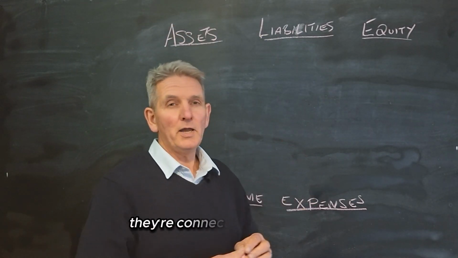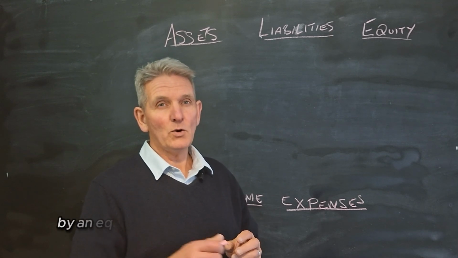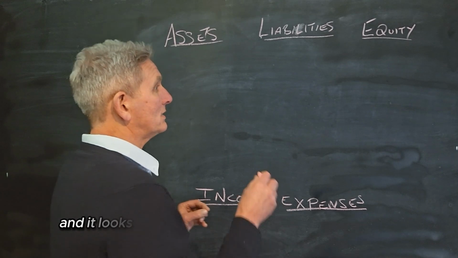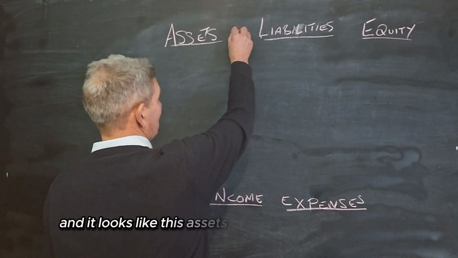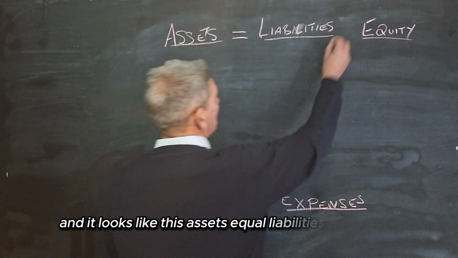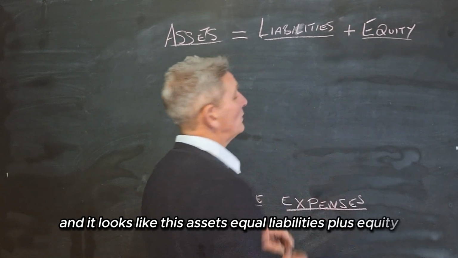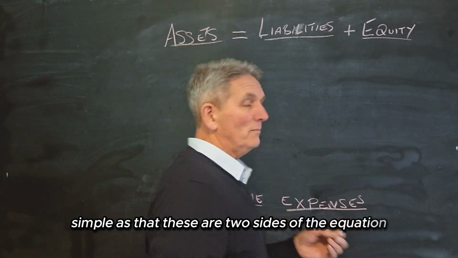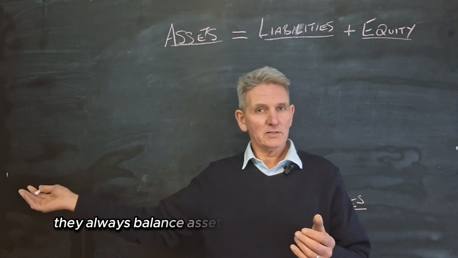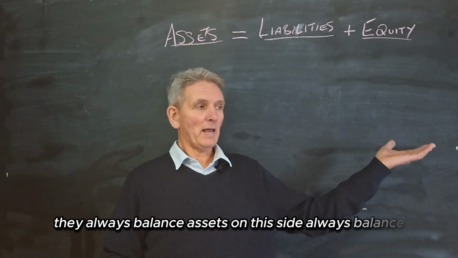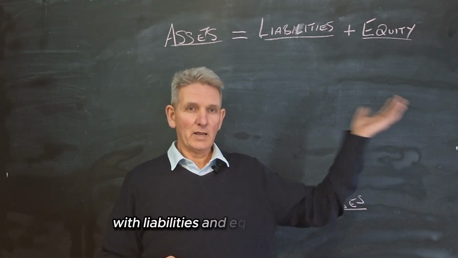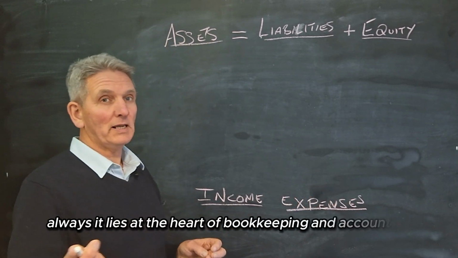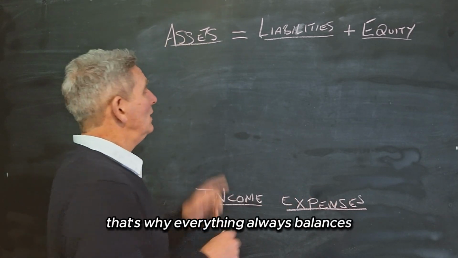They're connected by a formula, by an equation, and it's called the accounting equation. And it looks like this. Assets equal liabilities plus equity. Simple as that. These are 2 sides of the equation. They always balance. Assets on this side always balance with liabilities and equity on this side. Always. It lies at the heart of bookkeeping and accounting. It's why everything always balances.